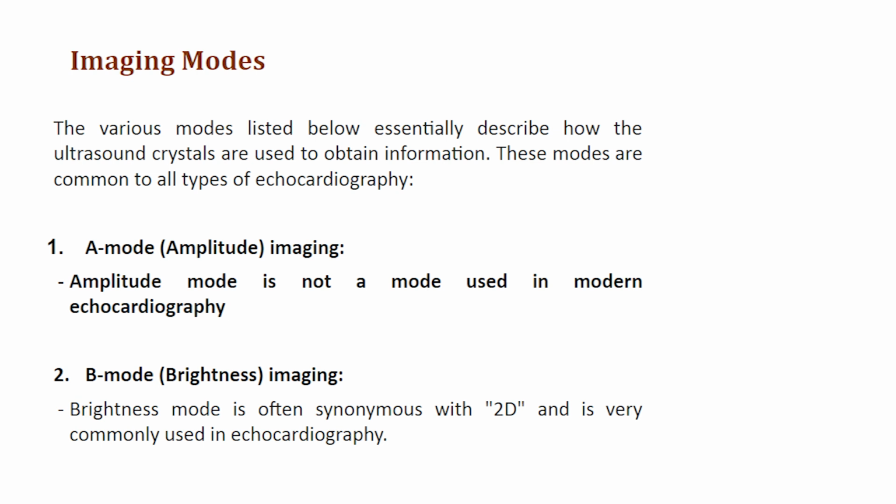Now, coming to B mode, called brightness mode imaging, it is the same as A mode, except that brightness is used to represent the amplitude of the sampled signal. B mode imaging is performed by sweeping the transmitted sound wave over the plane to produce a two-dimensional image. Typically, multiple sets of pulses are generated to produce sound waves for each scan line. Each set of pulses is intended for a unique focal point along the scan line. Brightness mode is often synonymous with 2D and is very commonly used in echocardiography.